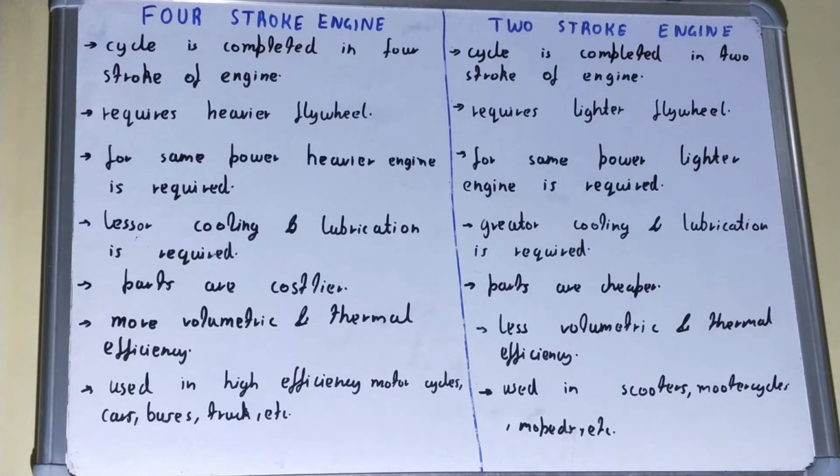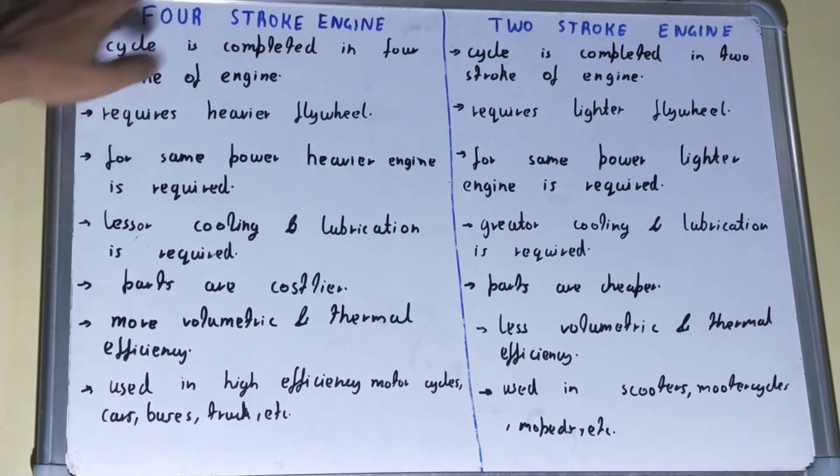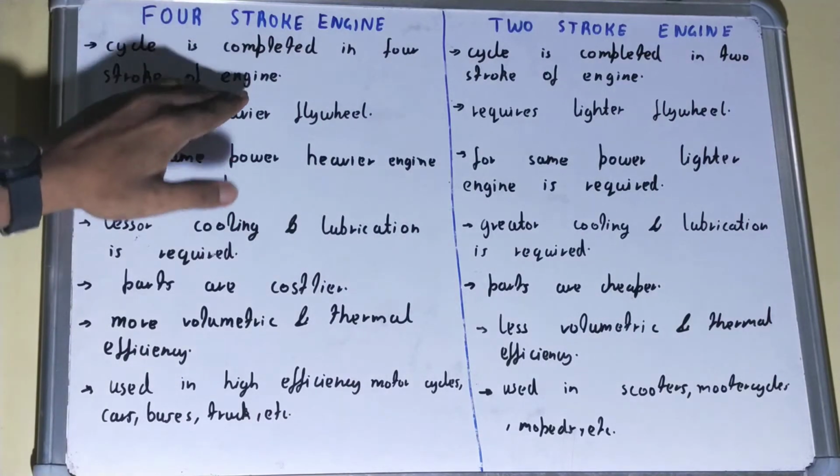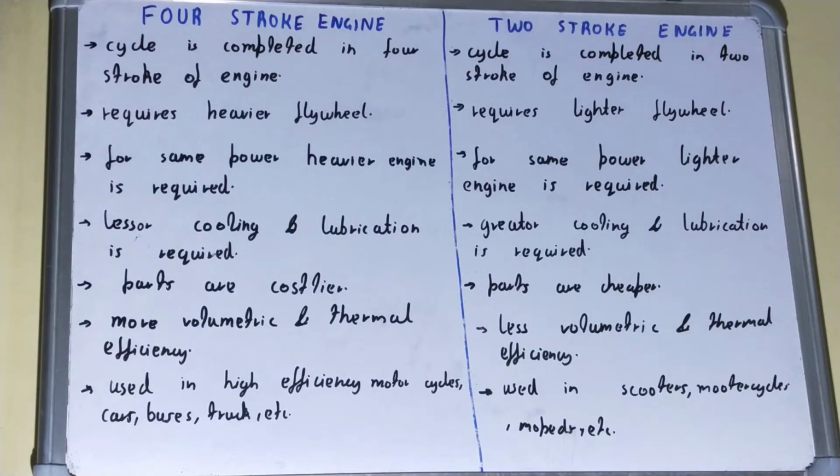In this video I'll be helping with the difference between 4-stroke engine and 2-stroke engine. So let's start. If we talk about the 4-stroke engine, then the cycle is completed in 4 strokes of the engine, and that's why it is named as 4-stroke engine. That is, it needs 4 strokes to complete a cycle.